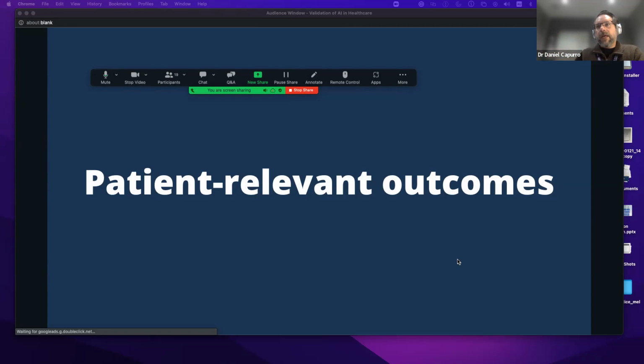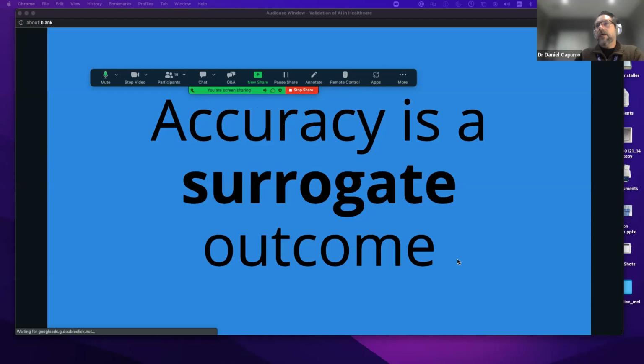And going back to our initial message, accuracy is a surrogate outcome. That's very important. So if you tell a patient or a doctor, oh, this algorithm is super accurate, I, as a doctor, I shouldn't care. As a patient, they shouldn't care. We care about improving patient-relevant outcomes. Okay?